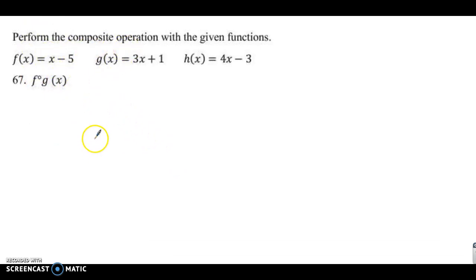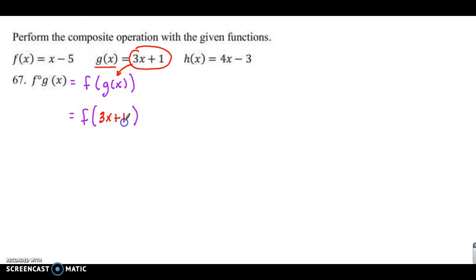Now, with composite functions, remember FOG, it looked like the fog. If it says FOG of x, that is the same as saying f of g of x. I like this form better because it helps me to see that I'm taking one function and plugging it into the other. So what I want to do is take this g of x, which is 3x plus 1, and I'm going to put it in place of this g of x right here. So my function was f of, and in place of g of x, I will be putting 3x plus 1.